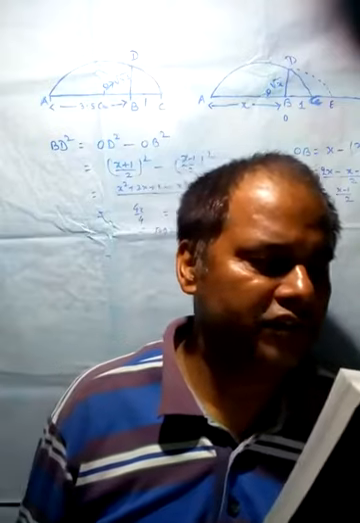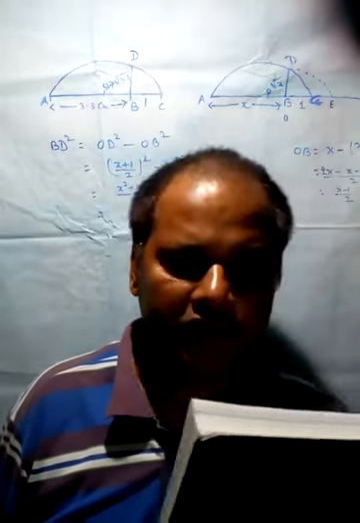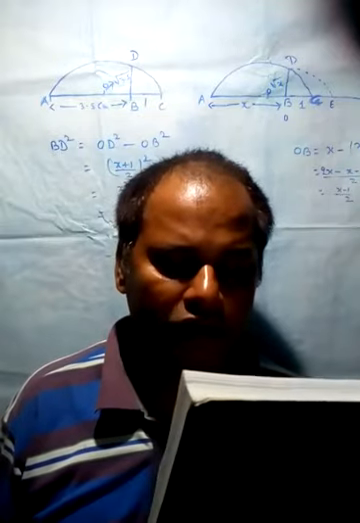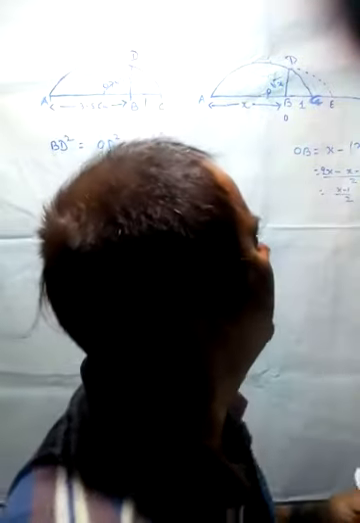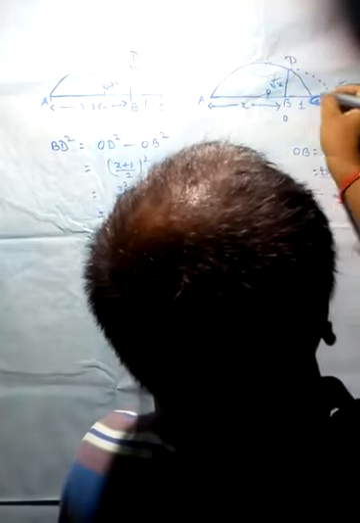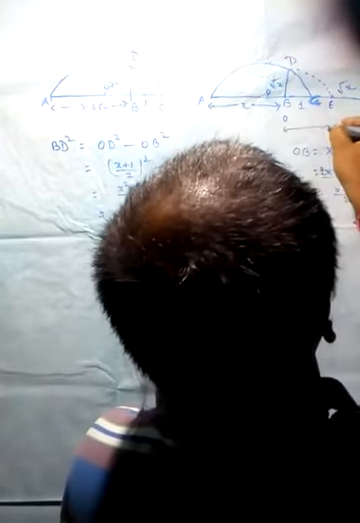Draw an arc with the center B and radius BD which intersects the number line in E. Then E represents the root x. Here this is the representation of root x. Here to there, it is the root x.